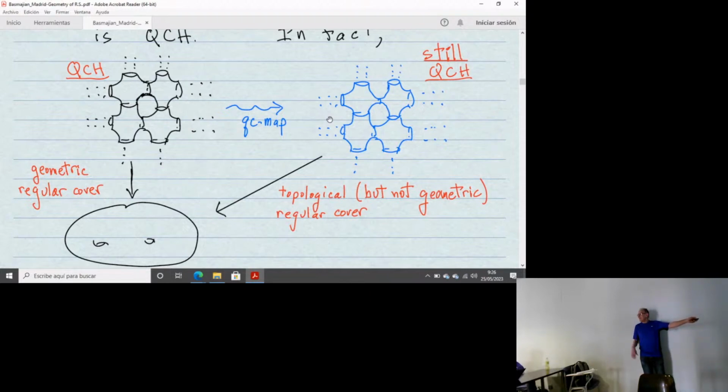If you don't like this, ignore the picture. If this is a QC map between these two Riemann surfaces, then definitely this is QCH. Definitely. So only the QC constant differs by this map. Yeah, so the upper bound is going to be the product. Right. Okay, is that okay?